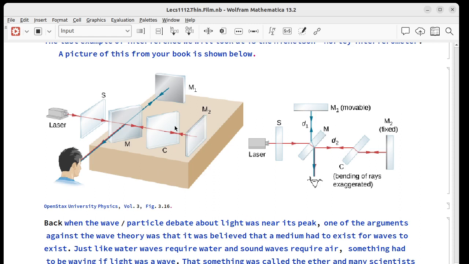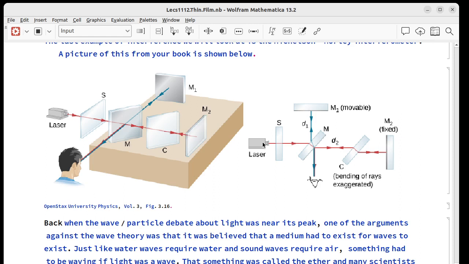The reason this was set up back when people were still fighting about light being a wave or a particle, one of the ideas was, we know water waves obviously require water, sound waves require air or something like that. So what is waving if light's a wave? The people back then invented this thing called the ether, and scientists looked for it all over. They figured that's what is waving when you have a light wave. From astronomical observations, we knew the Earth couldn't be at rest with respect to the ether, so the Earth had to be moving through it.